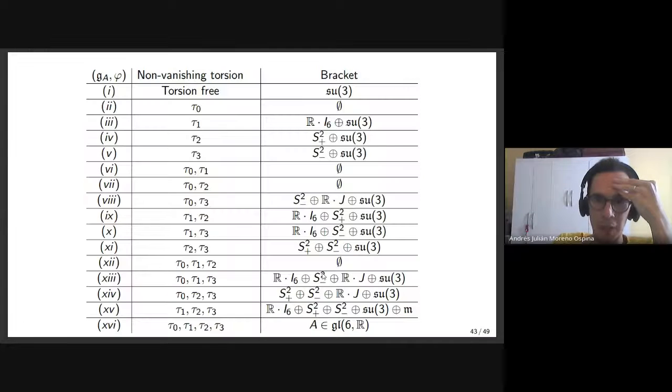And if we check in the table, basically just two classes, the 15 and the 16, have M component. The other classes vanish. So for the other classes, the obstruction for the divergence-free condition of the torsion tensor is in the trace of A or in the trace of J A, right?